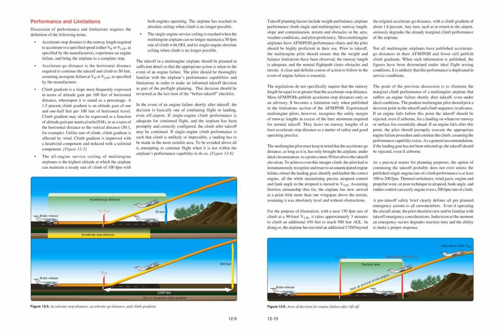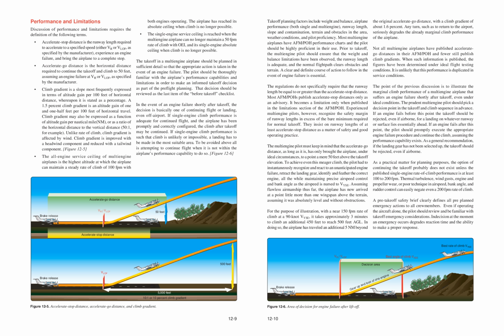In the event of an engine failure shortly after takeoff, the decision is basically one of continuing flight or landing, even off airport. If single-engine climb performance is adequate for continued flight, and the airplane has been promptly and correctly configured, the climb after takeoff may be continued. If single-engine climb performance is such that climb is unlikely or impossible, a landing has to be made in the most suitable area. To be avoided above all is attempting to continue flight when it is not within the airplane's performance capability to do so.